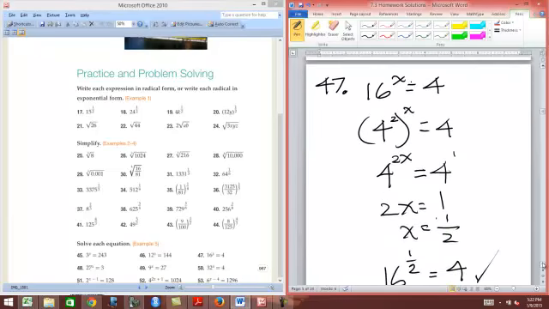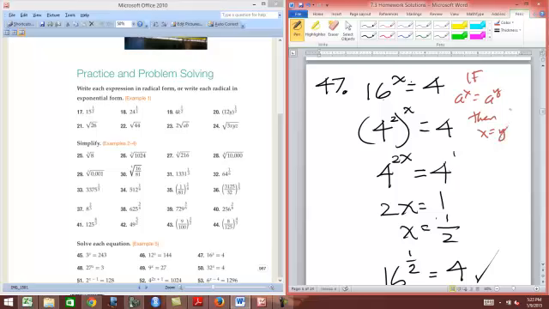47. Okay, now we're going to do equations. 16 to the x equals 4. Now, here's the whole deal, here's the game: make the bases the same. If a to the x equals a to the y, so the bases are the same, then x has to equal y.